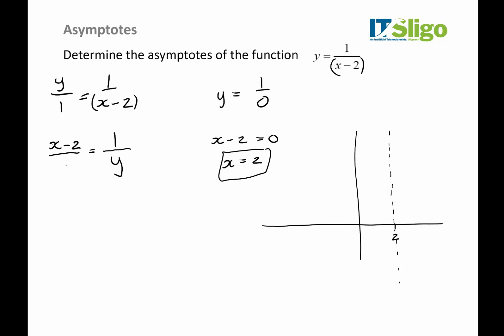And this is over 1. So now we've got x minus 2 is equal to 1 over y. We can tidy it up if we want, but we do actually have what we need, plus 2. So now we're saying, well, where are we going to get 1 over 0? When is x going to be equal to 1 over 0?